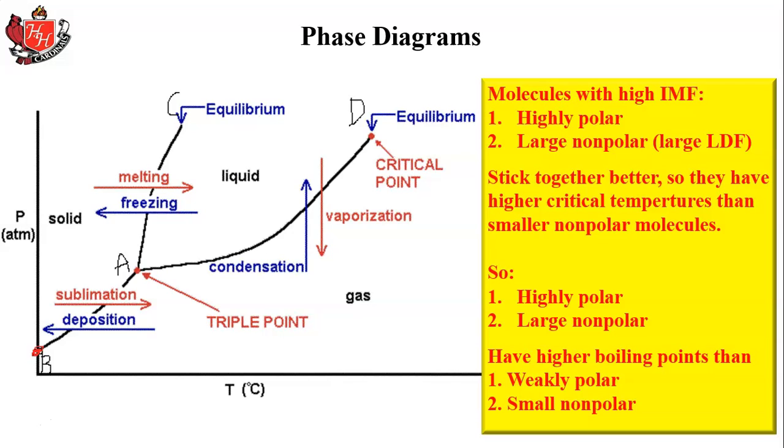So highly polar and large nonpolar molecules will stick together better, and they'll have higher boiling points than weakly polar and small nonpolar molecules. So the more polar the molecule, the more it's going to stick to other molecules of its same type, positive to negative, they stick together. And so that means it's harder for them to break apart. So it takes a higher temperature to get them to break apart, more energy, and therefore they have higher boiling points.